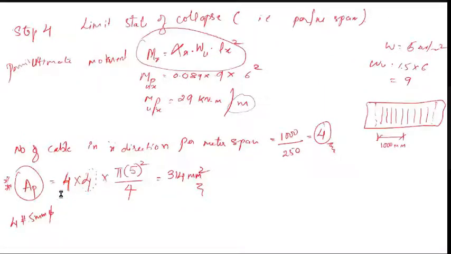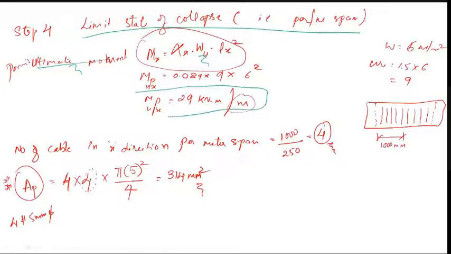Then step 4, limit state of collapse per meter span. Here they are checking the permissible ultimate moment. Mx equals alpha x into W, we will take the ultimate load, W into alpha x square. Therefore this is the permissible, meaning the required, moment.